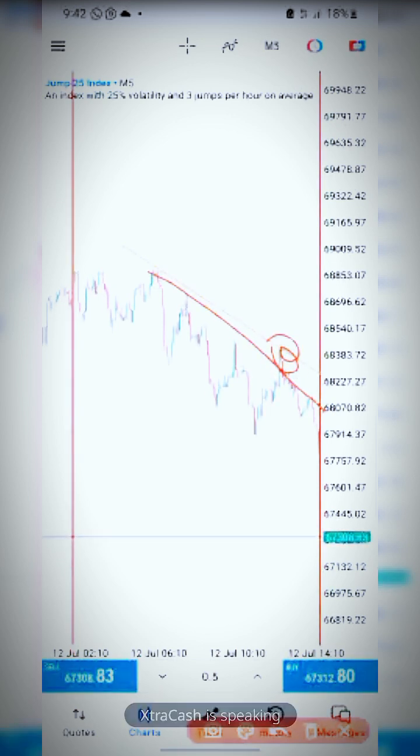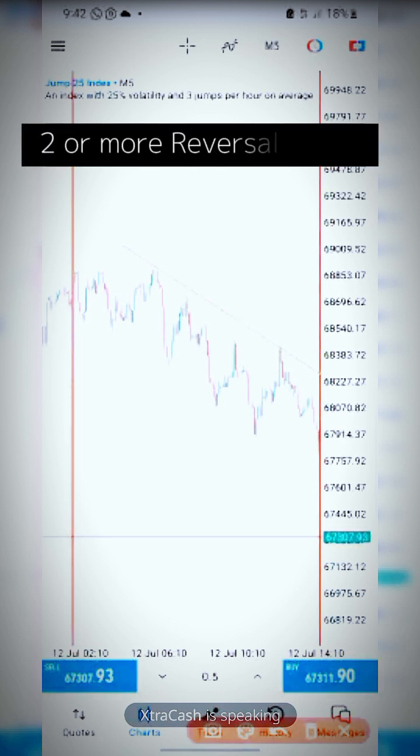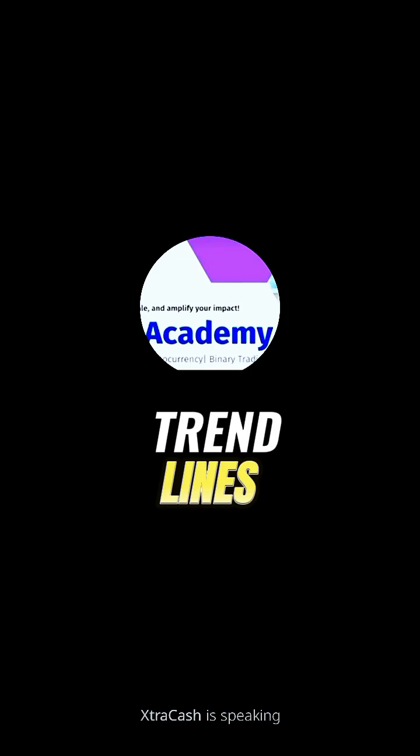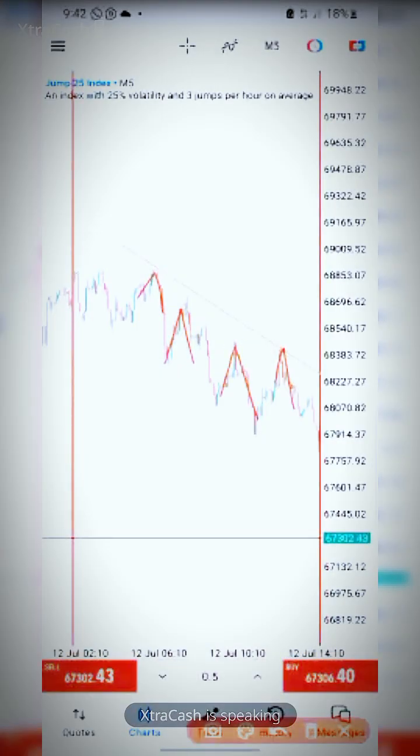But make sure that your trend line touches a minimum of 2 or more reversal points. We have one here. We have another one here that is touching. Price did not touch this one because it seems lower. Price did not touch it. So it's easier. Never allow your trend line to go on top of a candlestick.